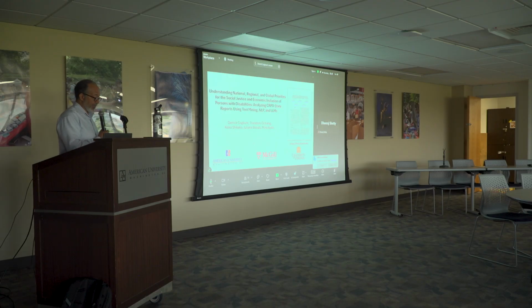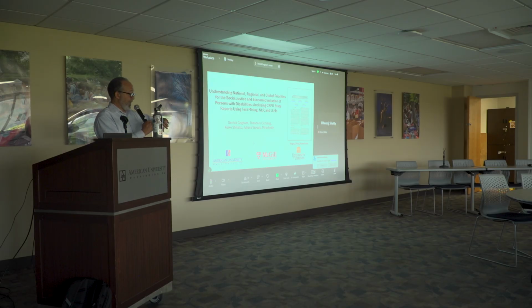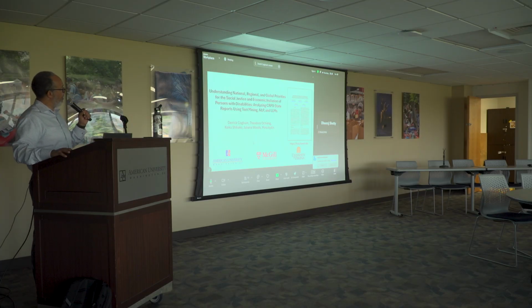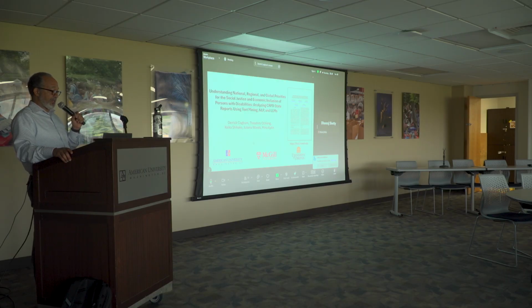So I wanted to just quickly show you an example of using this in a project. I'll show you what it looks like, and then I'm going to take you through creating your own project. So this is a paper that we presented in January at the Higgs conference. This was the original title. It's now going into the journal Data and Policy. But this is Understanding Regional and Global Priorities for the Social Justice. I hate my long titles. I apologize. And Economic Inclusion for Persons with Disabilities: Analyzing CRPD State Reports Using Text Mining, NLP, and LLMs.